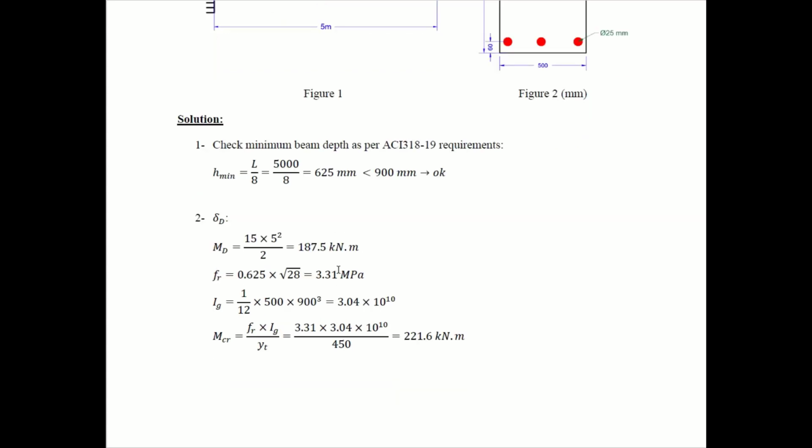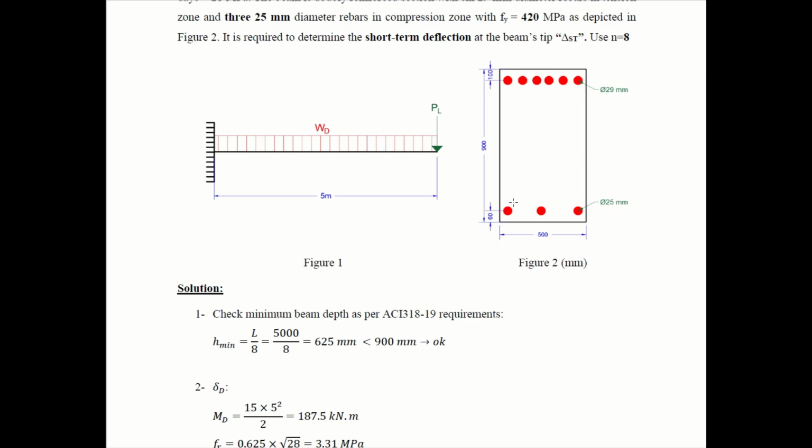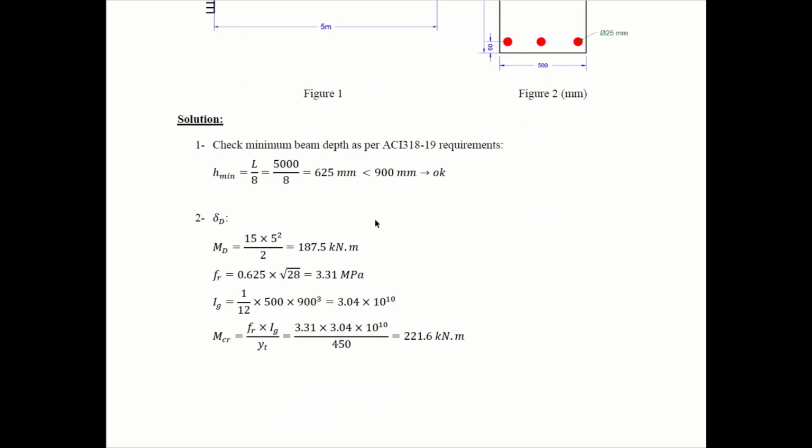Please pay attention to the units. I gross, which is the gross moment of inertia without considering steel reinforcement effect. Here we have a rectangular section and the inertia is calculated about the x-axis here. So the rule is 1 over 12 BH cube. B is 500, H is 900. So the rule is 1 over 12, 500 times 900 cube. And this is the answer, 3.04 times 10 to the power 10.